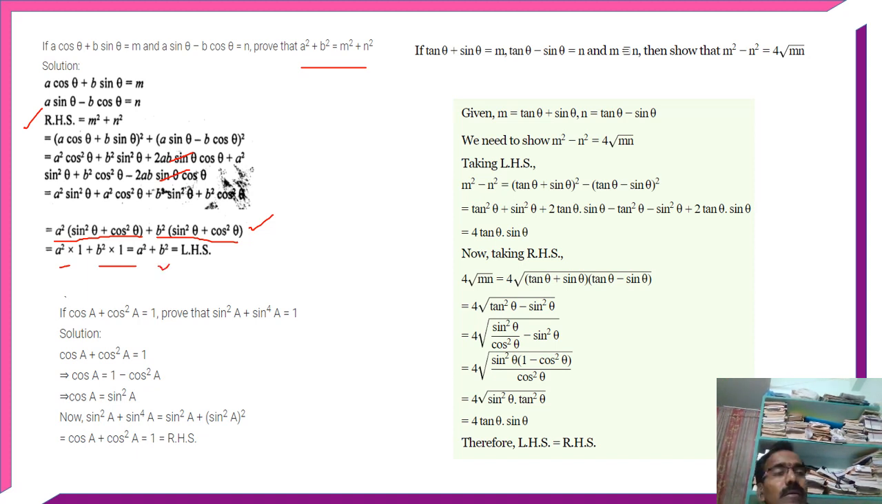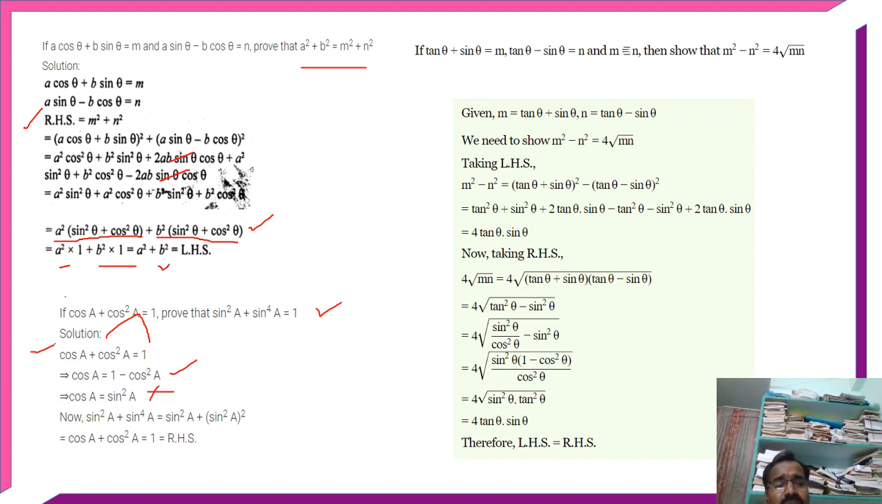Now it is the same approaching method. If cos A plus cos square A is equal to 1, prove that sin square A plus sin power 4 A is 1. Let us take cos A plus cos square A is 1. Transposing to the other side of the equality, it becomes cos A equals 1 minus cos square A, and 1 minus cos square A is sin square A.